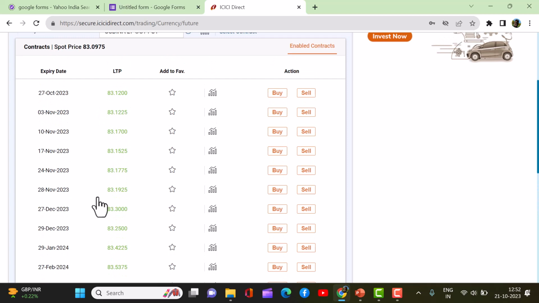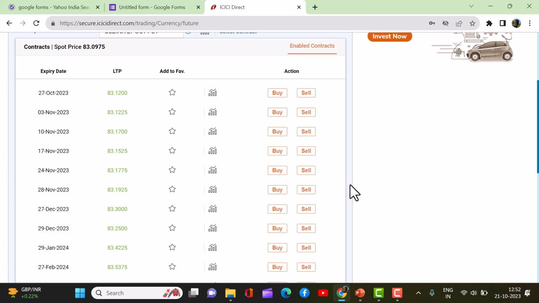Okay, so suppose you have to make a payment in the month of December. Suppose you are an importer, and you have to make a payment for the month of December, then this rate is applicable to you. What is the rate of dollar? 83.30. And what is the rate as of now? 83.0939. So here the dollar is going up.